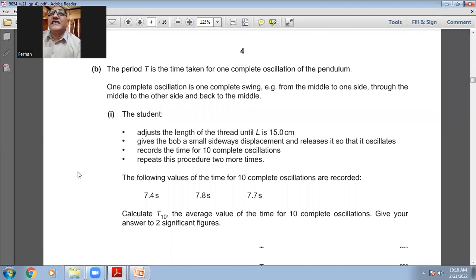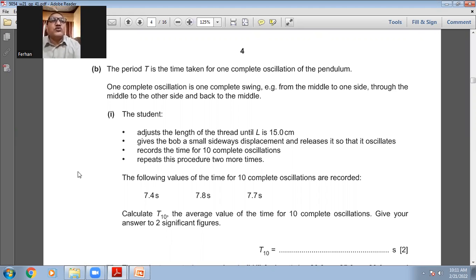Then he says, part B, the period T, capital T, is the time taken for one complete oscillation of the pendulum. One complete oscillation is one complete swing, for example, from the middle to one side, through the middle to the other side, and back to the middle. So that's one swing.